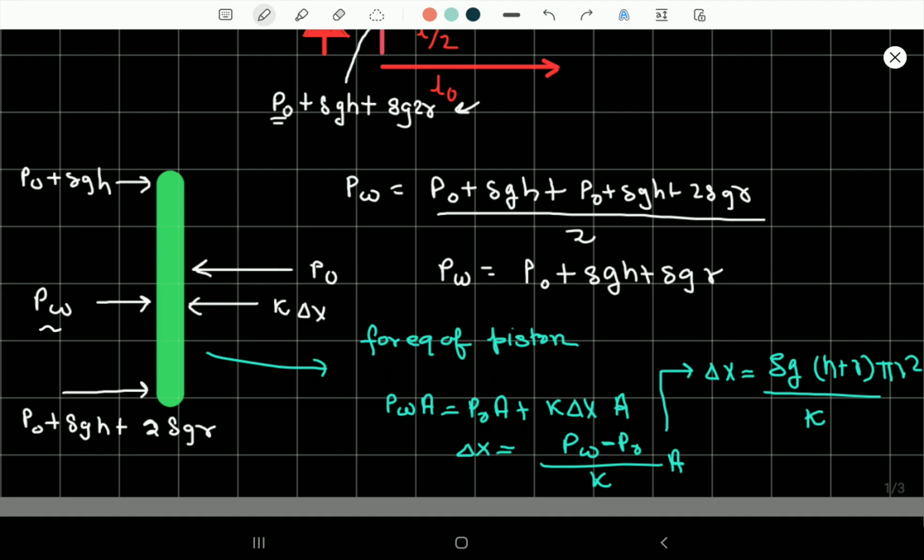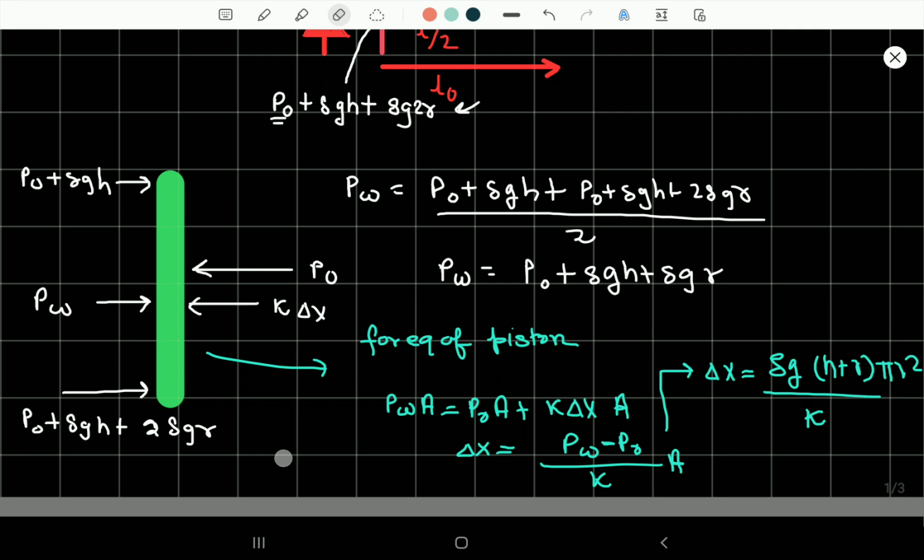Now we know that the mean pressure would be acting through the middle, at a distance r. The net pressure acting would be the mean of the pressure at the top and the pressure at the bottom. You can also find it by integration. So here you can see P naught plus rho gh plus P naught plus rho gh plus 2 rho gr, and then I divided it by 2 to get this result.